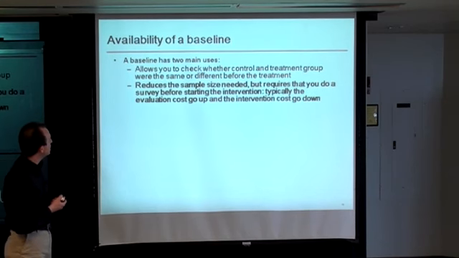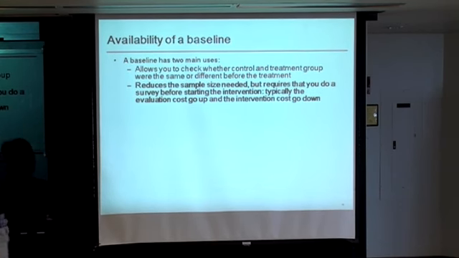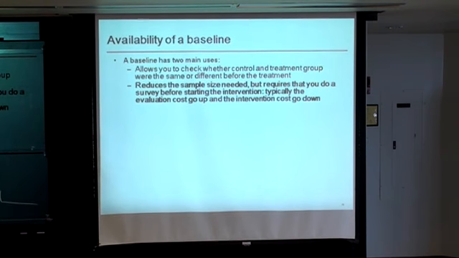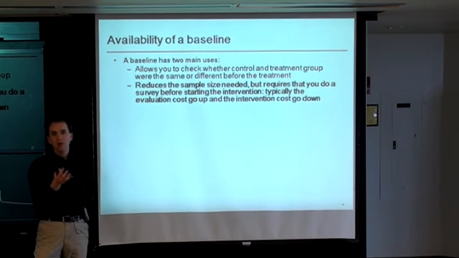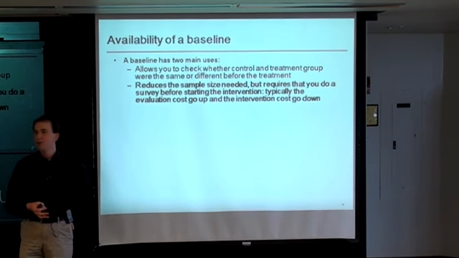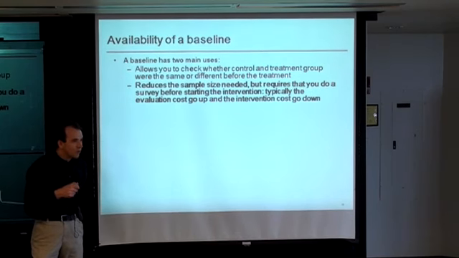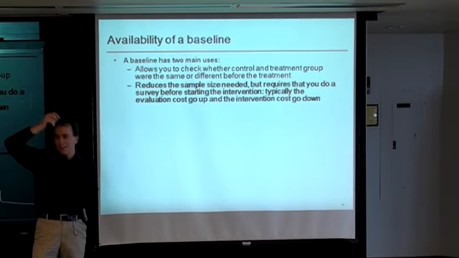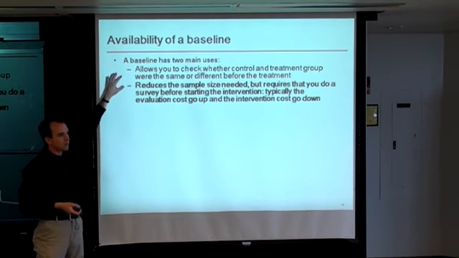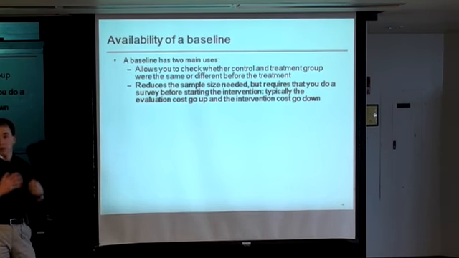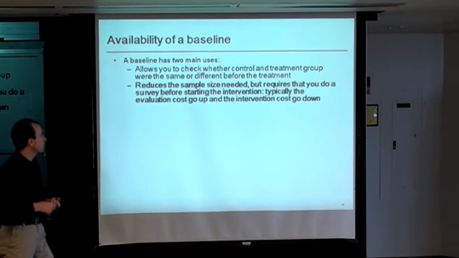A baseline has two main uses. One use of a baseline is that it lets you check whether the treatment and control groups look the same before you started. If you randomize properly, we know they should look similar, but you want to make sure that your randomization was actually carried out the way it was supposed to be, and that it wasn't the case that people were pulling out of the hat until they got a treatment or something. Having a baseline conducted before you start allows you to test that your randomization is truly random and your groups look balanced.